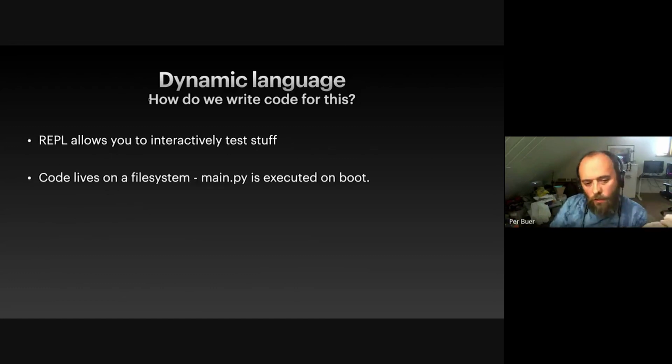There's a file system created in flash memory on the device. And whenever it boots up, if it finds a file which is called main.py, that file is executed. So you can place random content there. You can place JSON configurations, you can place Python libraries, but the only magical file is main.py.